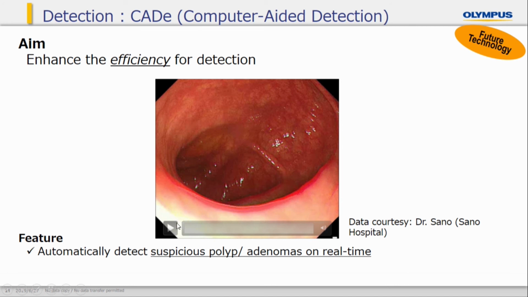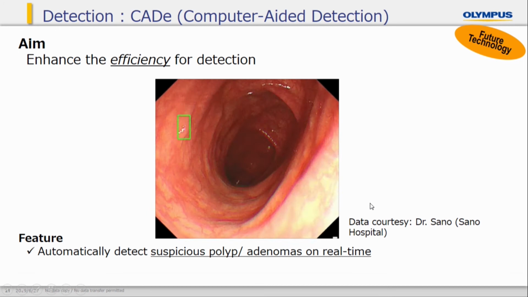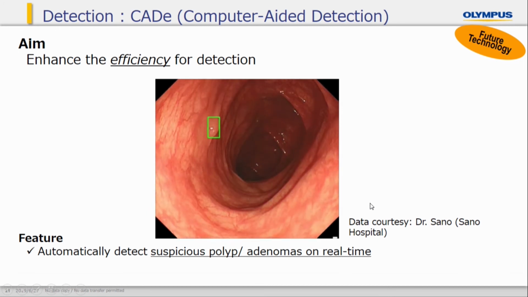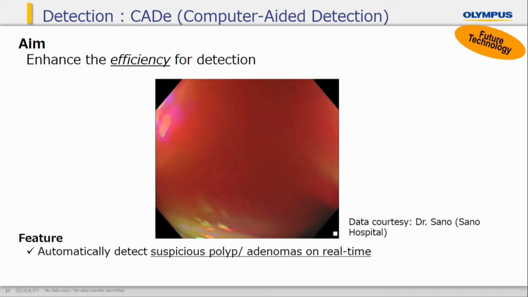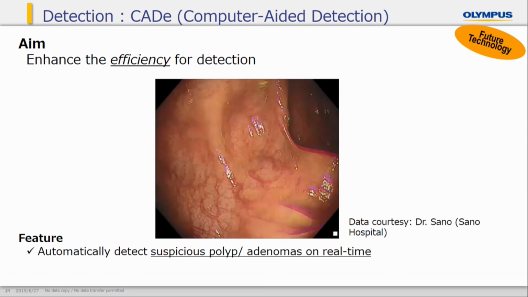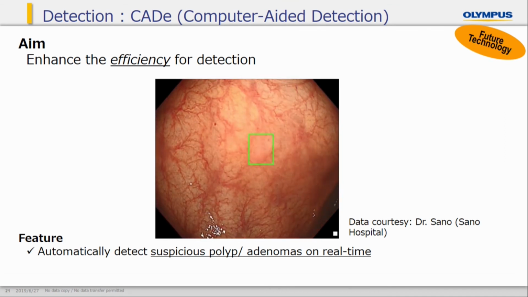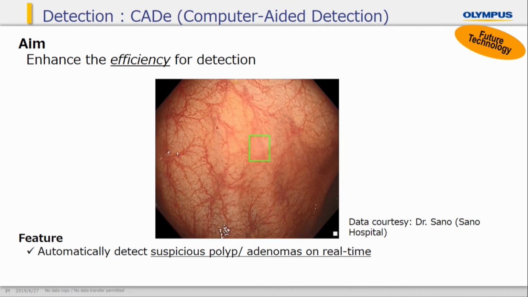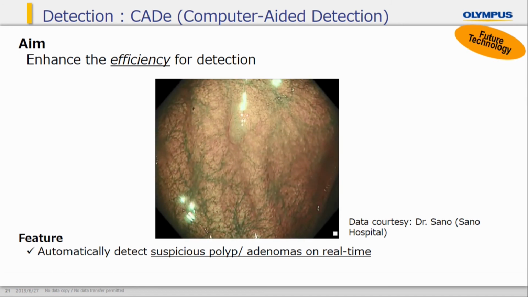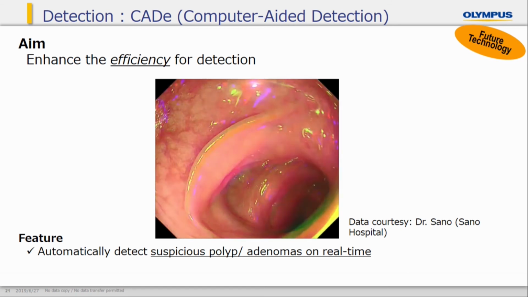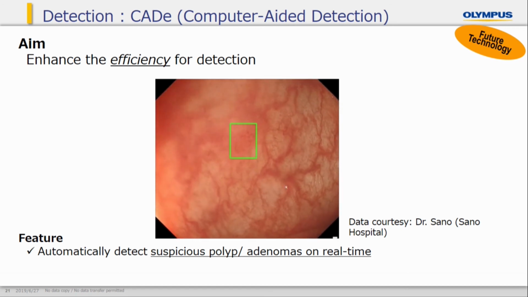Several doctors have already explained this CAD function. This slide shows you the CADe detection feature. The aim is to enhance the efficiency of detection. As you can see in this movie, CAD can automatically detect a suspicious lesion, the polyps, in real time.